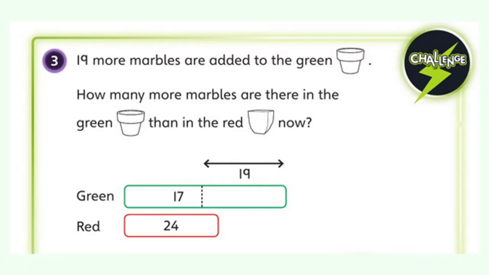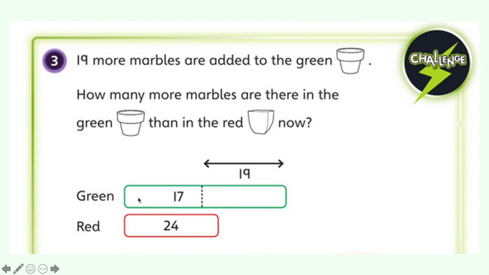Right, here's the challenge. This is one from way back in our Power Maths book. 19 more marbles are added to the green pot. How many more marbles are there in the green pot than the red pot now? Okay, so let's have a look at what we're being shown, because this will help us to understand this question, because we need to know what's going on here. We don't get much information.